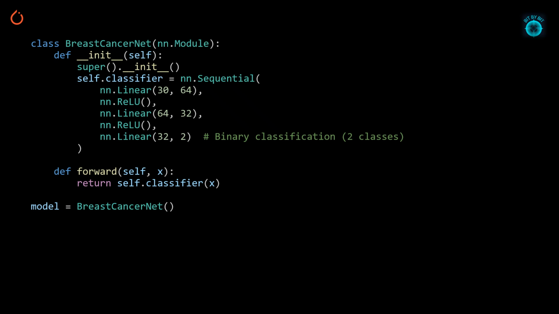Then, we apply a ReLU activation function to introduce nonlinearity. Next, we add another linear layer that maps 64 units to 32, followed by another ReLU. Finally, we add a third linear layer that maps 32 units to 2 output classes. Since we are doing binary classification, we use 2 output units, one for each class. We do not apply softmax here because cross-entropy loss expects raw logits. The forward method simply runs the input through the classifier pipeline. We then instantiate the model by calling BreastCancerNet.